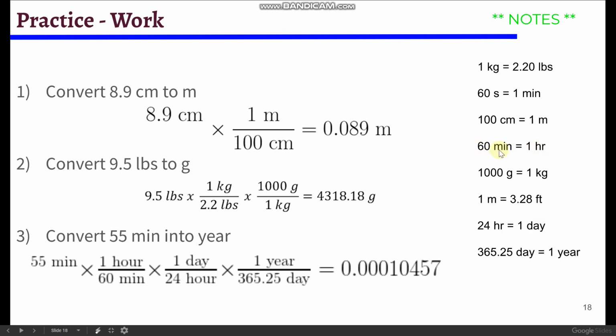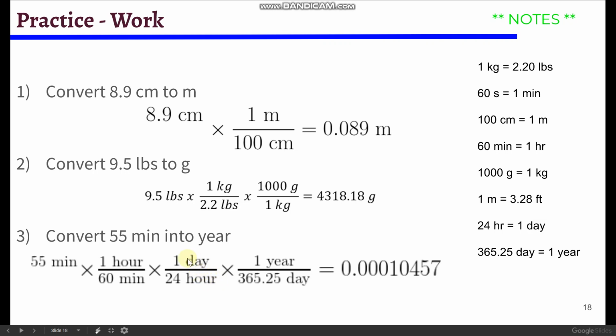So we're going to take 60 minutes, put that on top. 55 minutes times 1 hour over 60 minutes. So now our minutes will cancel out. We're left with hours. So now we want to take a look through and see which units on this table have hours. Well, that would be this one right here. Right? 1 day equals 24 hours, so we're going to put 24 hours on bottom. We're going to take 1 day and put that on top. Hours cancel out.